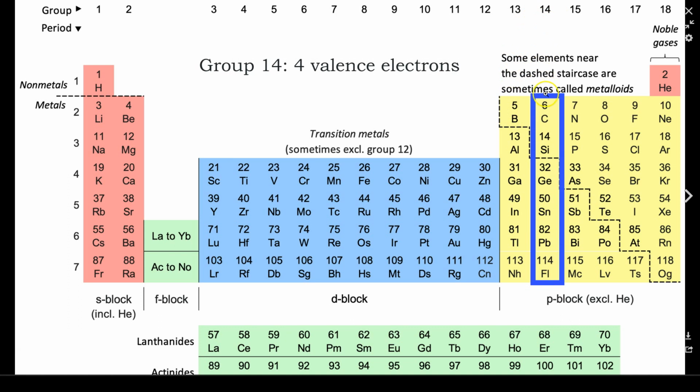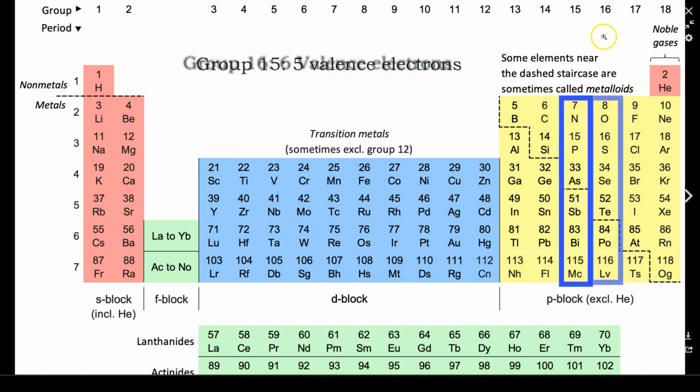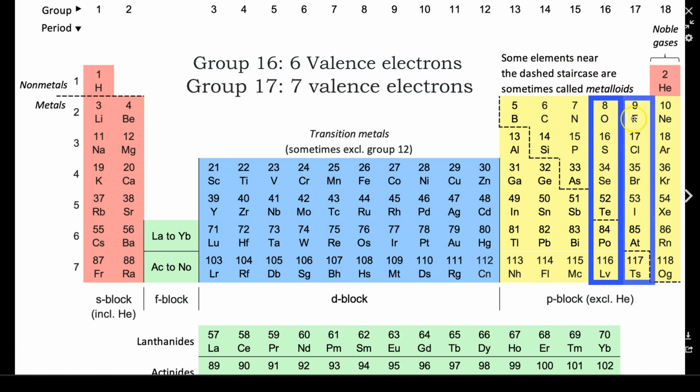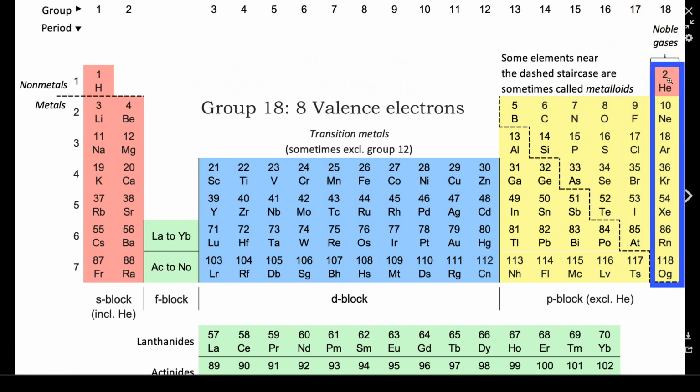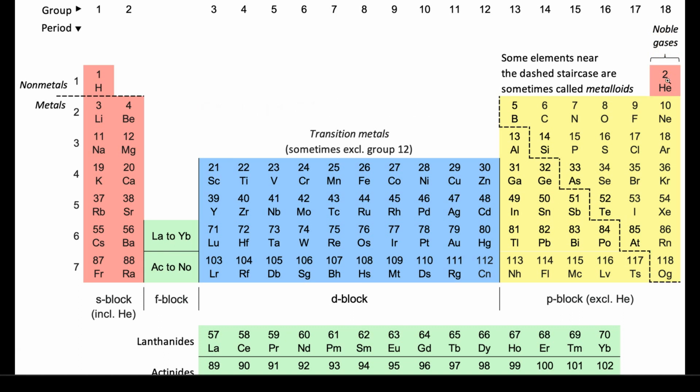Group 14 has 4 valence electrons. Group 15 has 5. Group 16 has 6. Group 17 has 7. And group 18 has 8. Remember, those are the noble gases. Their valence shells are full. They don't interact with anyone. Their octet rule has been fulfilled.